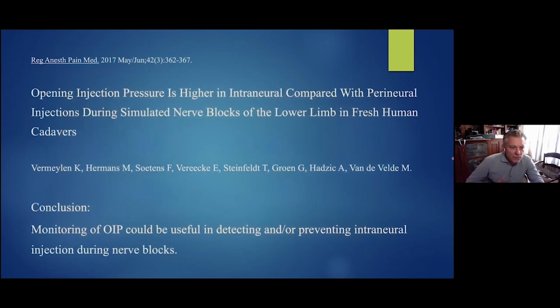In a study of Christopher Mellon, he looked at the opening injection pressure in fresh human cadavers in blocks of the lower limb. And his conclusion was that monitoring the initial injection pressure could be useful in detecting and eventually in preventing intraneural injection during nerve blocks.